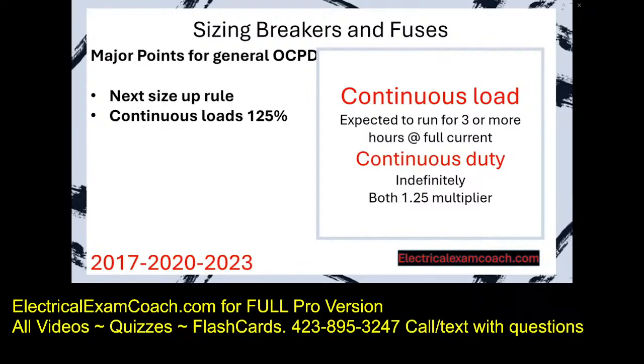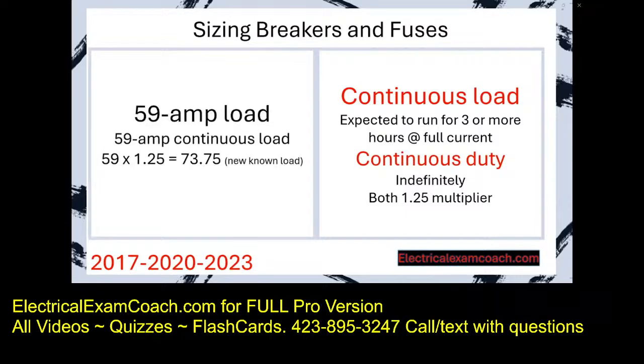Let's do an example. Let's take our 59 amp known load from before, and let's imagine that it was told to us that it's a 59 amp continuous load. What we would do is take our 59 amps, multiply it by 1.25, and then we have a new known load of 73.75. That old load is gone, the 59 is gone, the 73.75 is our new known load, and that's what we would size our breaker and subsequently our wire by.